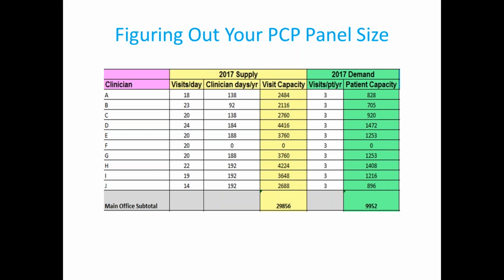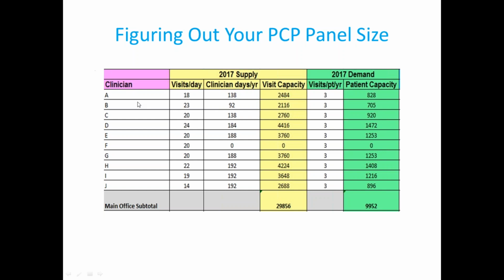The first step in figuring out your PCP panel size is to figure out how many patients you can reasonably see in a year, which is your supply of visits. Find the average number of visits per day over the past year and multiply it by the number of days a clinician is actually in the office, and you get your visit capacity. When you do this for each of your clinicians, you get a picture of your whole clinic capacity.